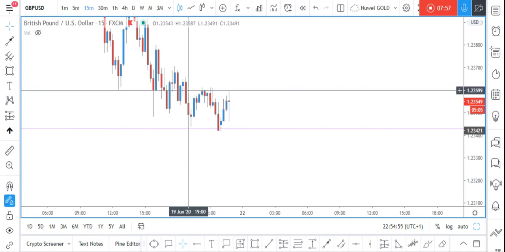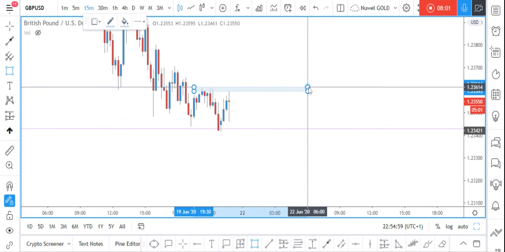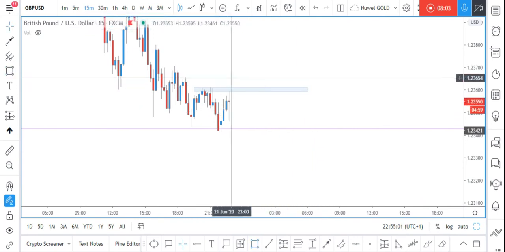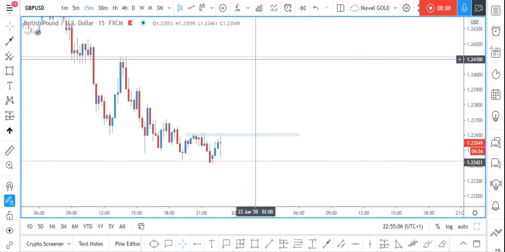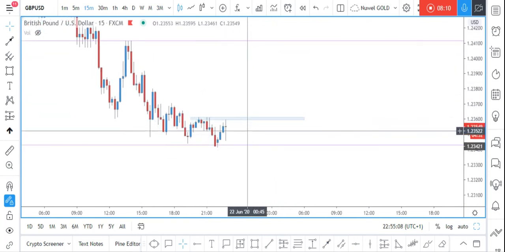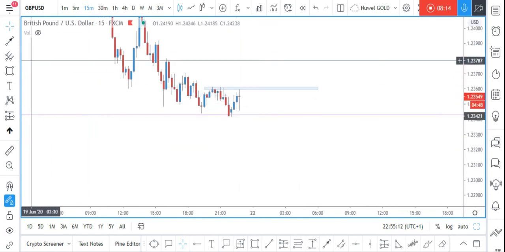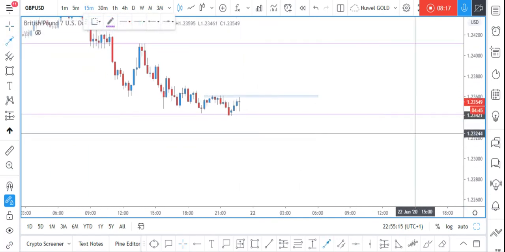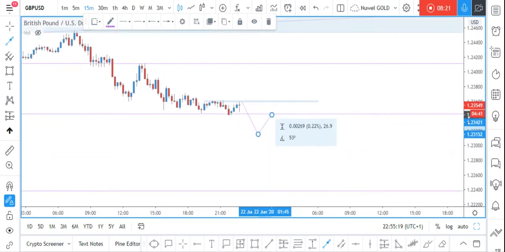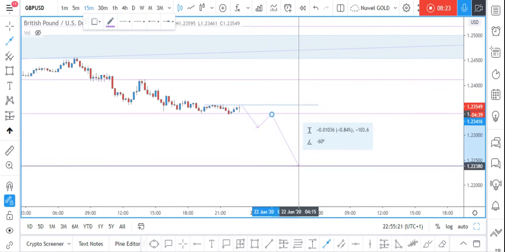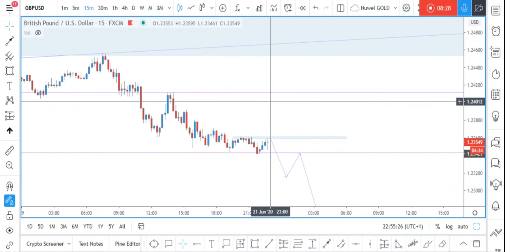So for a pullback, we have to see a break above this 15-minute structural level right here. Once price breaks above it, a retest, then we can start buying short term up here. However, if price doesn't break above it and stays like this, then we can see price fall back down, break this level, come up for a retest again, and then sink to our next target, 1.2380. So let's see how this plays out in the coming week.